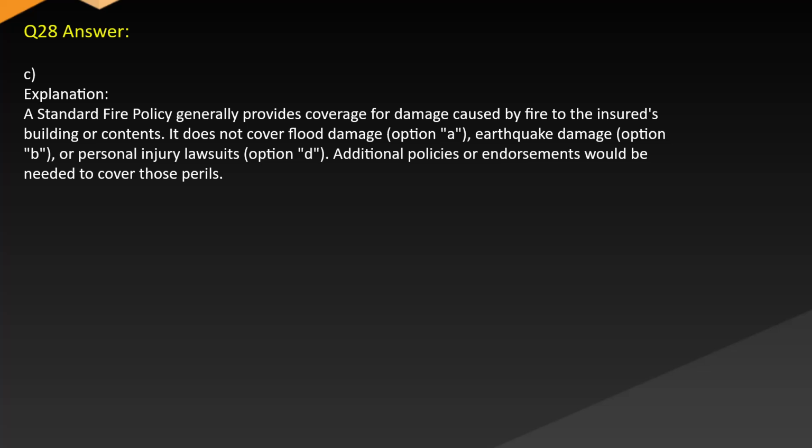Answer: C. Explanation. A standard fire policy generally provides coverage for damage caused by fire to the insured's building or contents. It does not cover flood damage, option A, earthquake damage, option B, or personal injury lawsuits, option D. Additional policies or endorsements would be needed to cover those perils.